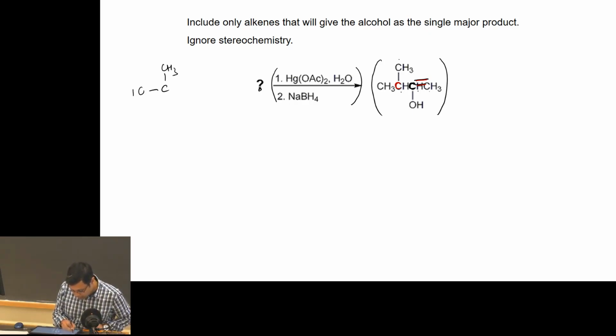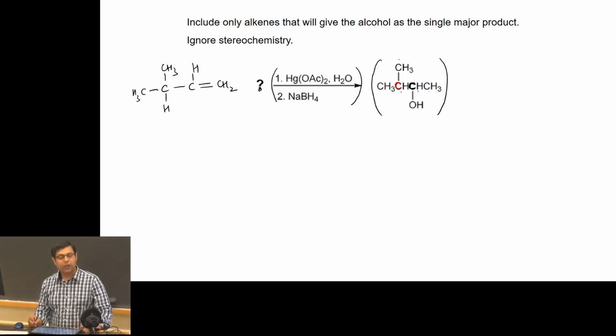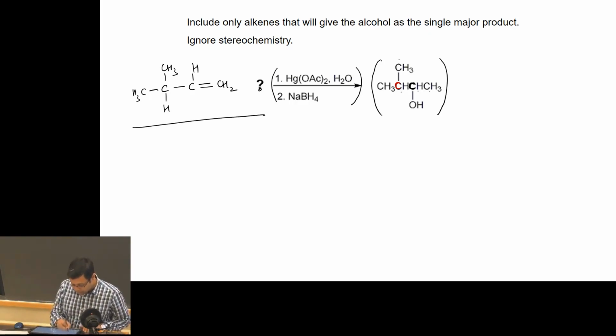CH3, CH3, that has a hydrogen, CH, double bond, CH2. If you take this alkene and perform the oxymercuration, OH will go there because that is the more substituted carbon of the double bond. If you put the double bond here in the alkene reactant, this carbon will become more substituted and OH will get attached there. So that can't give you this product. All right. So the double bond is between these two carbons.